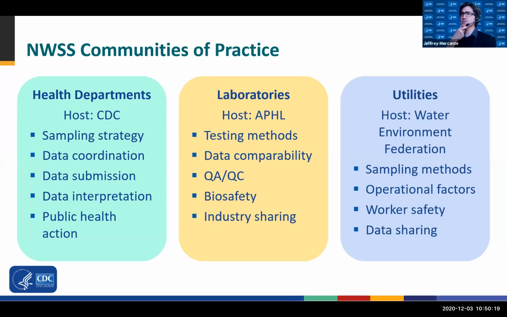This community shares and discusses methods, issues associated with data comparability across labs, materials and performance of the various controls, and biosafety. It also includes a coordinated forum for industry to share the incredible number of new technologies being developed to support wastewater testing for SARS-CoV-2, and that is a rapidly expanding thing.